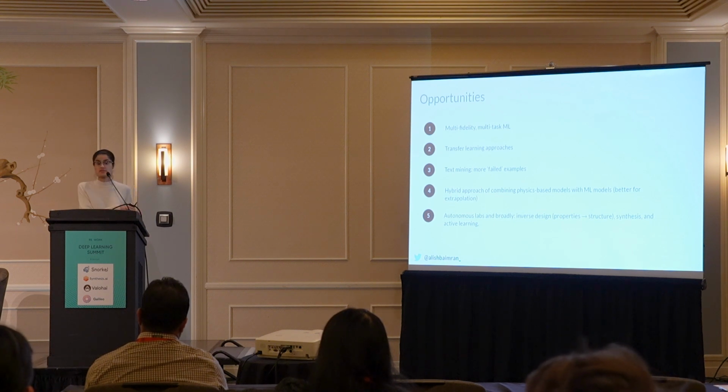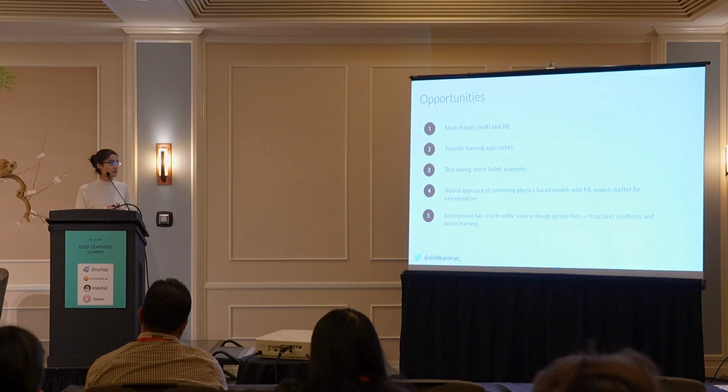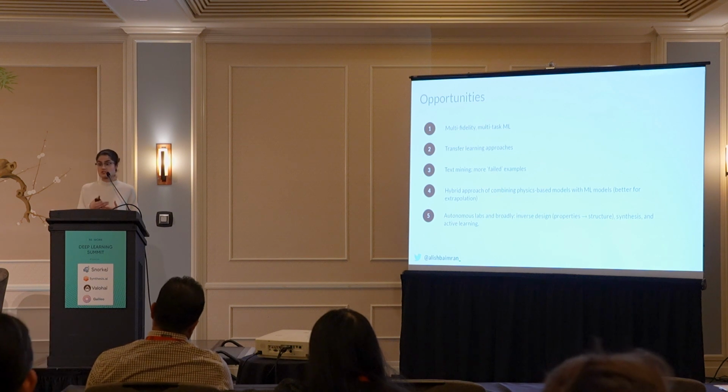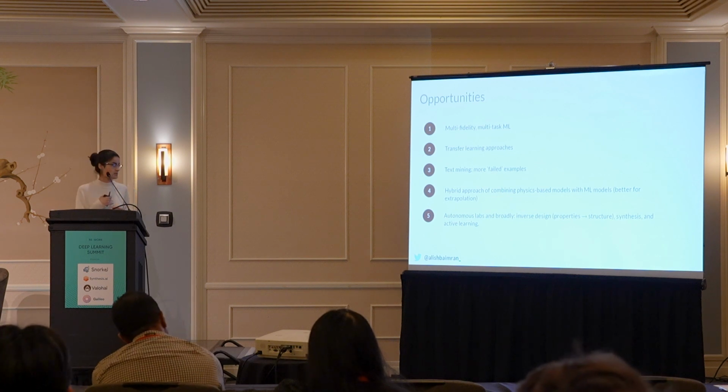A lot of these methods that I mentioned work really well when you're interpolating and you have already a structure for the materials that you're trying to predict. But when you are trying to make predictions for materials that have not been synthesized before or they don't have a structure, it can be a lot harder to really extrapolate. And so I think having this hybrid approach is going to be really important for that extrapolation piece.